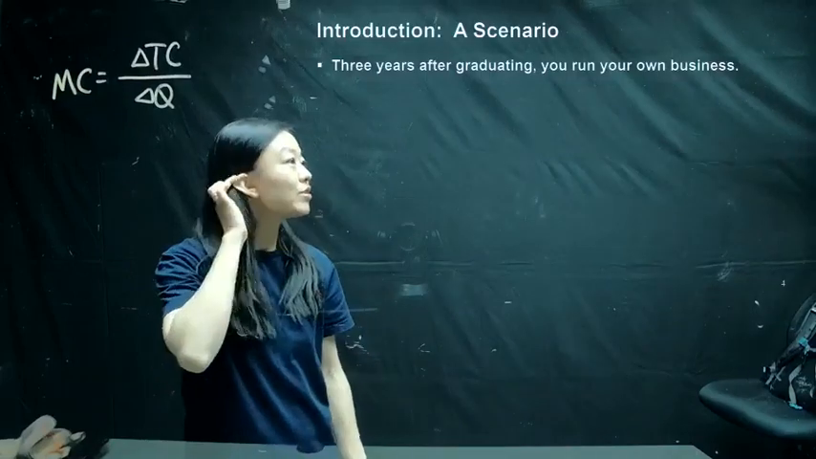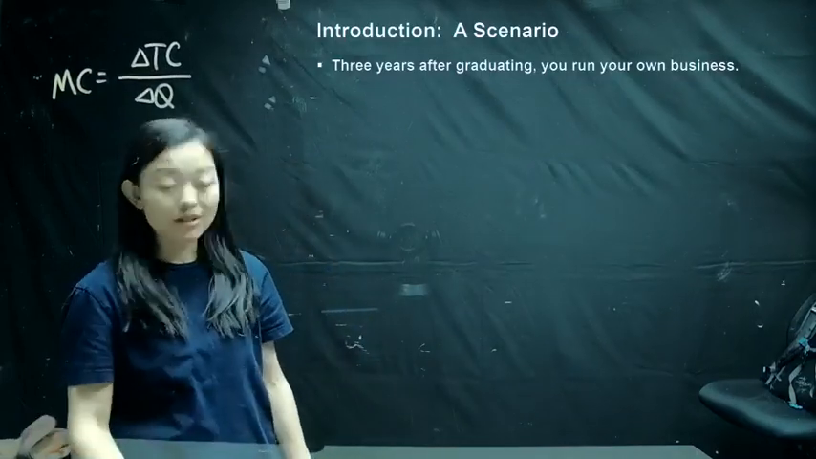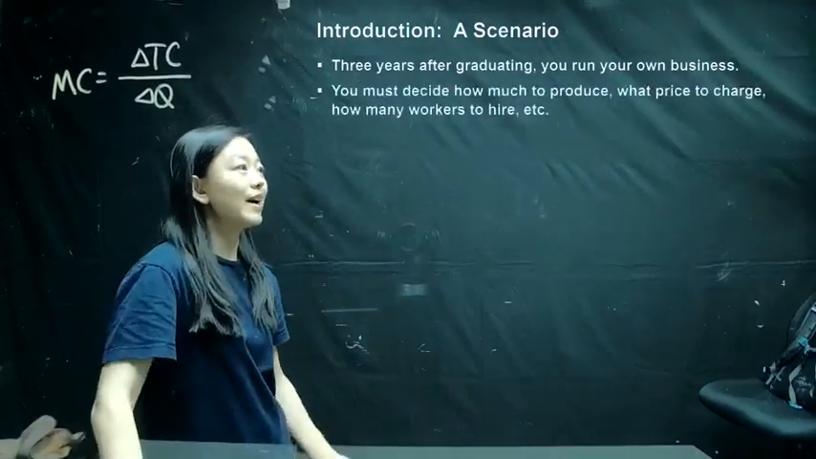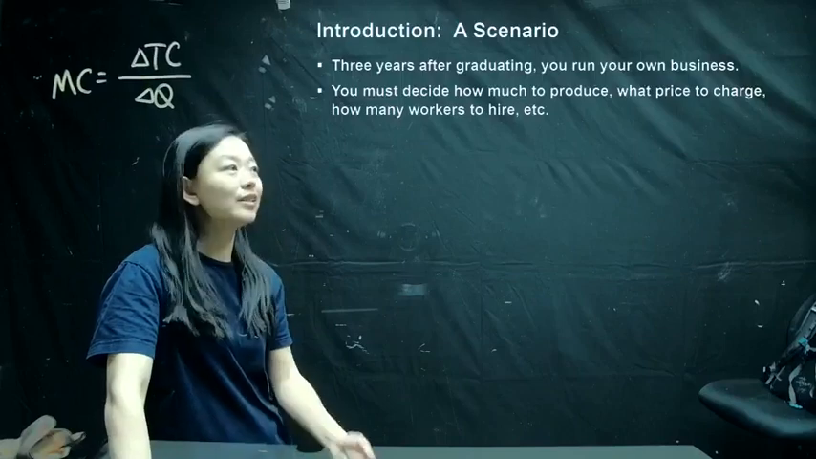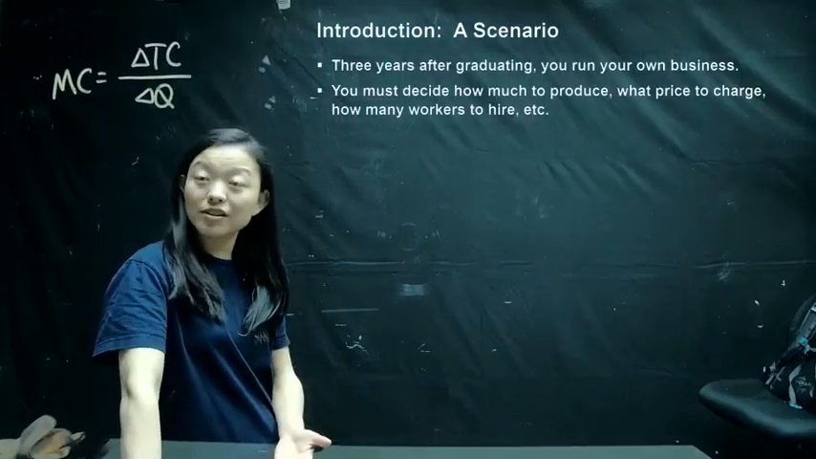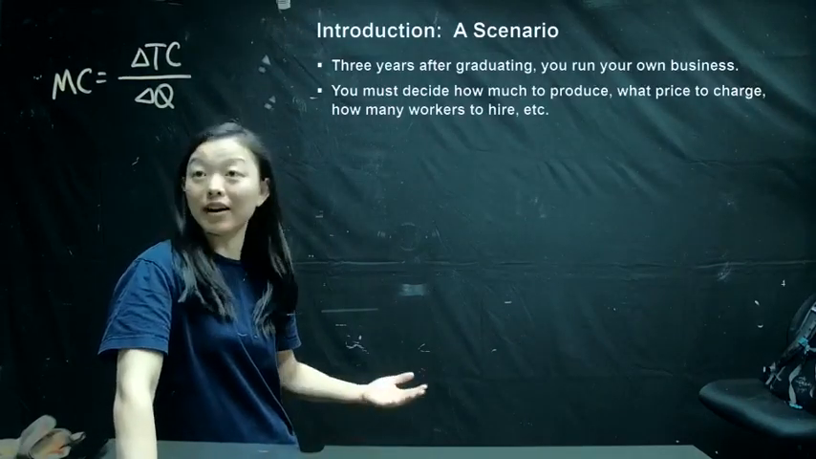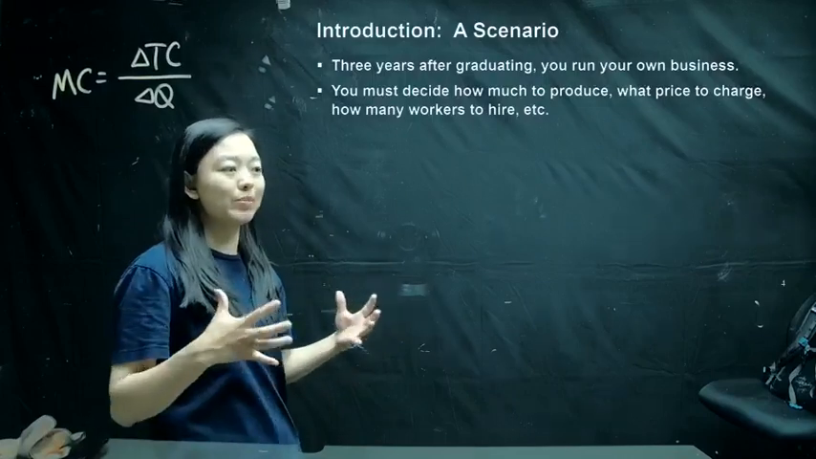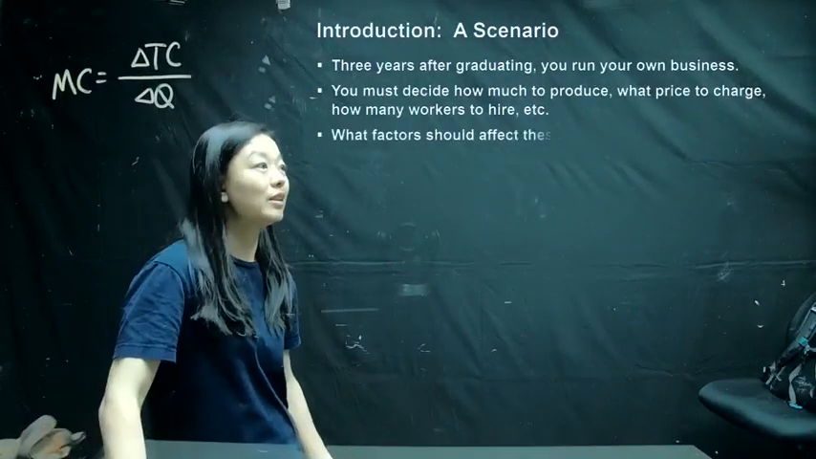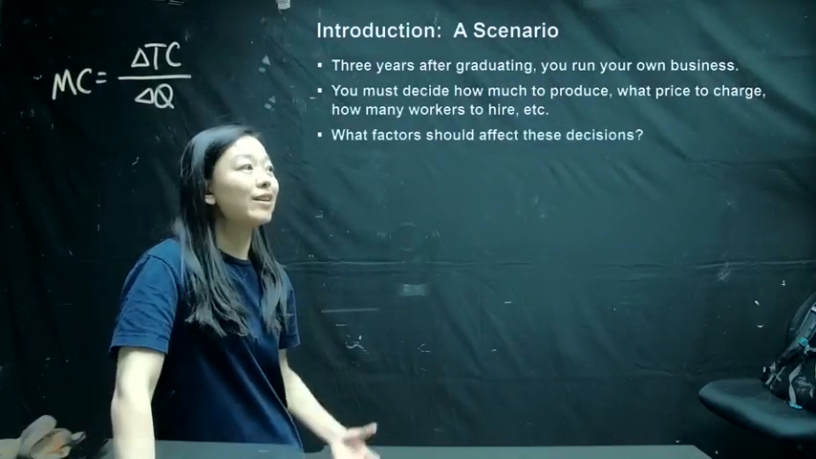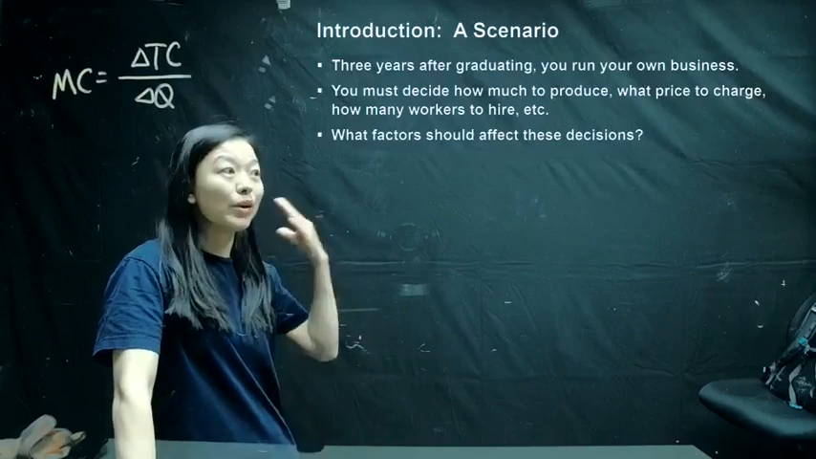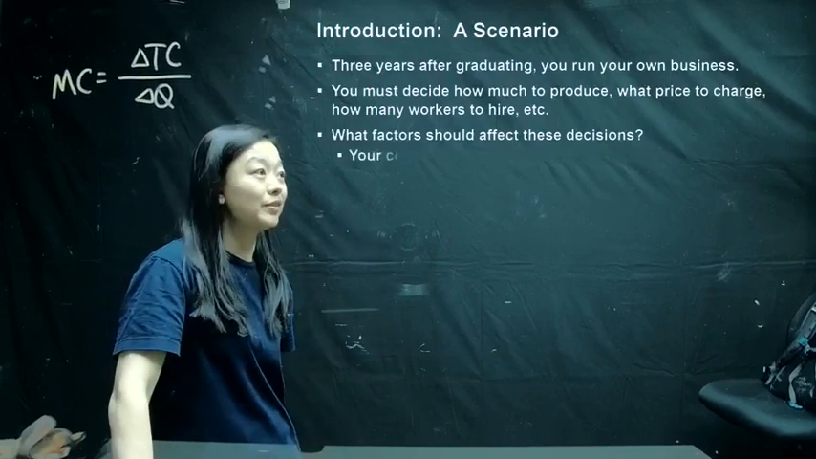Suppose 3 years after graduating, you run your own business and you must decide how much to produce, what price to charge, and how many workers to hire, etc. Those are what we call the business decisions you need to make. So what factors might affect these decisions? This is what we need to learn in this chapter.